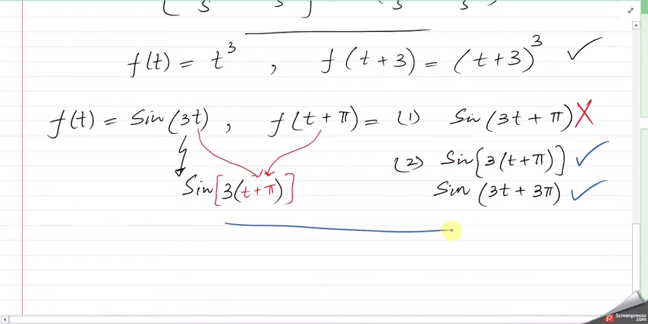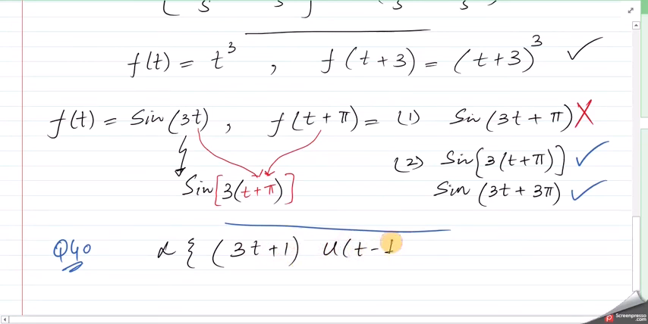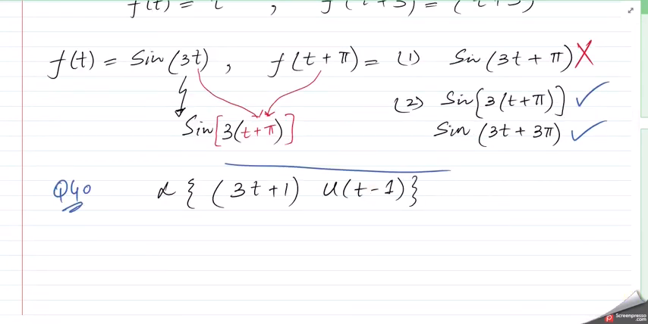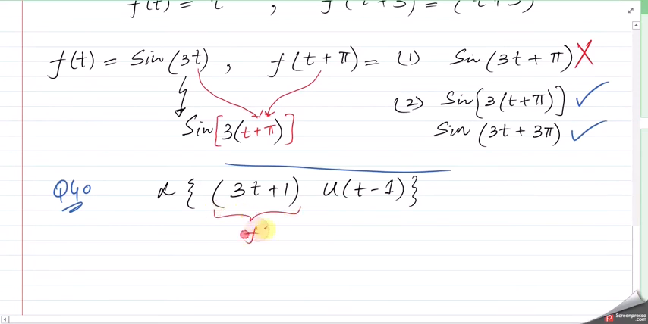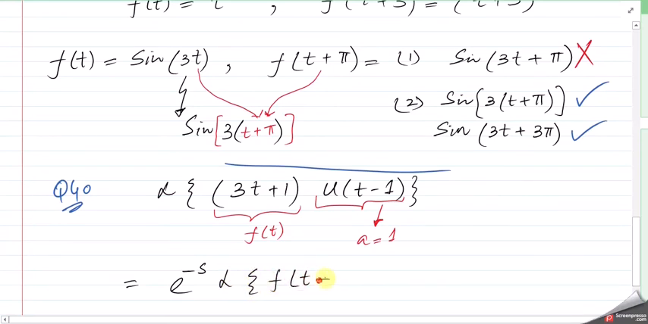Alright, let's continue our practice of Laplace transform. It is question number 40: Laplace of 3t plus 1 times u of t minus 1. This is our function f of t, and from here we know that a is 1. The formula says e power minus as, so e power minus 1s, Laplace of f of t plus 1.